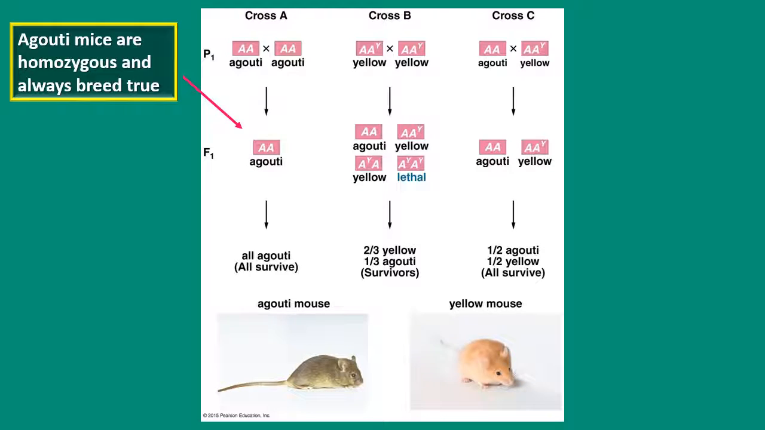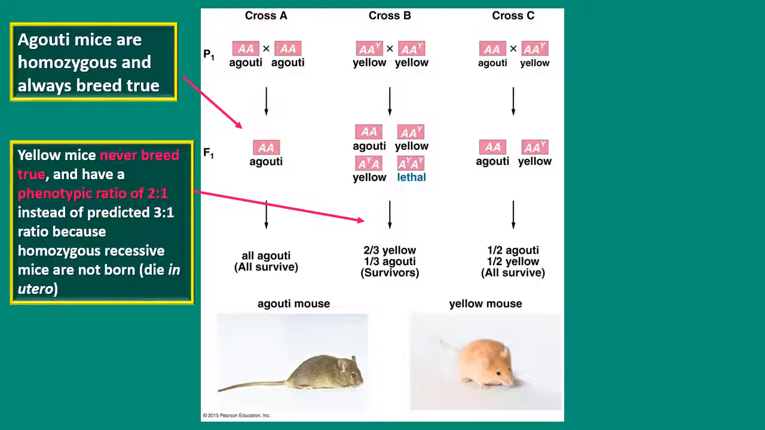All right, so see here, if you cross two agouti mice, you're always going to produce nothing but agoutis. So agouti mice always breed true, and they're perfectly healthy mice. Yellow mice, however, if you take two yellow mice and you breed them, they're always going to come out agouti and yellow. They never breed true, so they're always heterozygous.